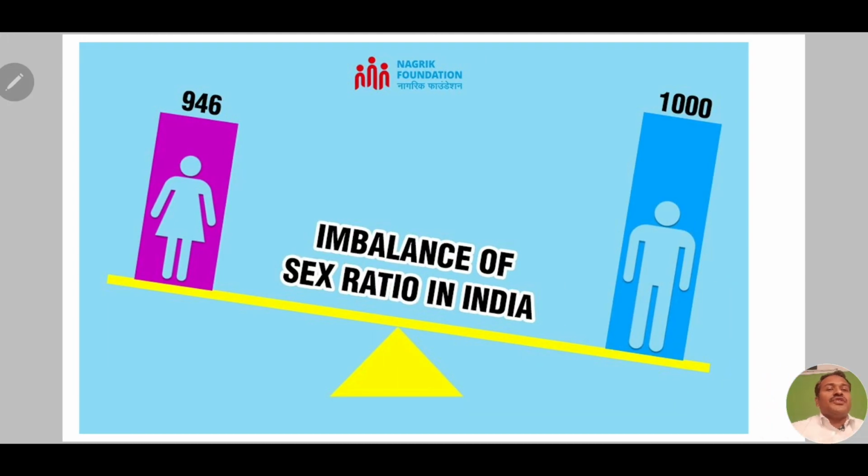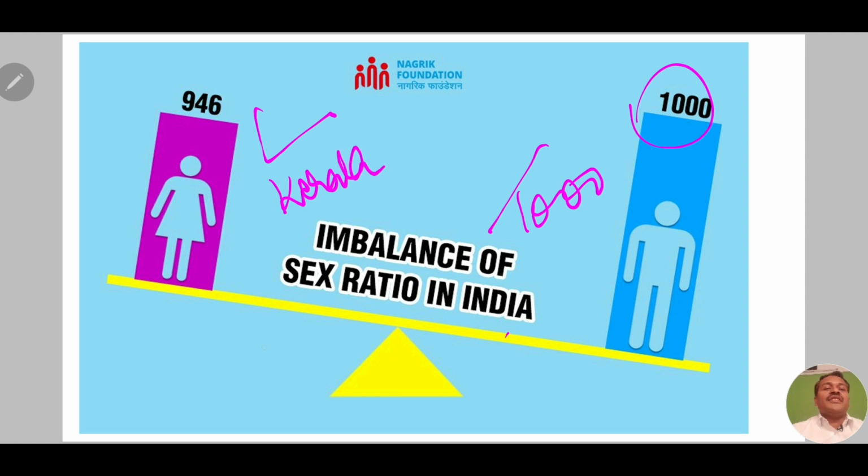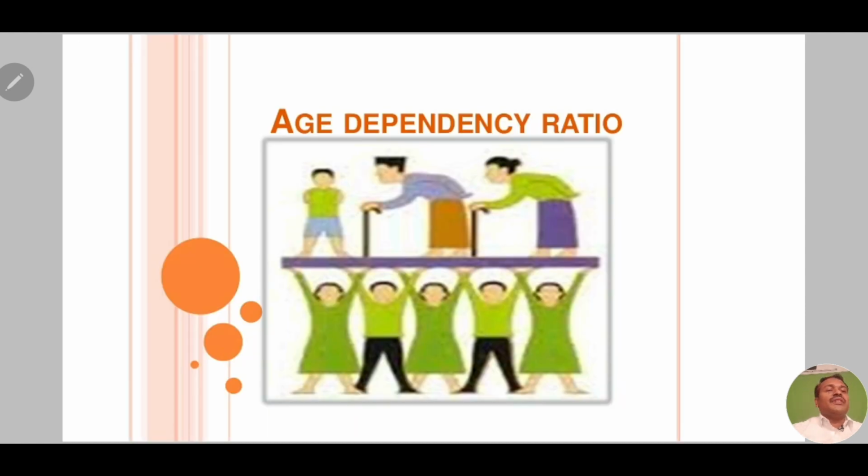Now, the sex ratio is a very important question for you. The sex ratio is the number of females per 1000 males. So always, there is an imbalance in India. Only a few states like Kerala have achieved a sex ratio of more than 1000 females. Otherwise, most of the time the sex ratio is imbalanced, and the male population is always higher compared to the female.